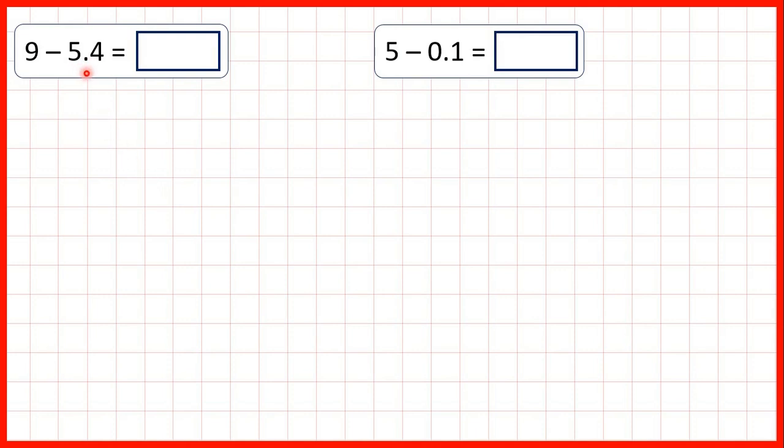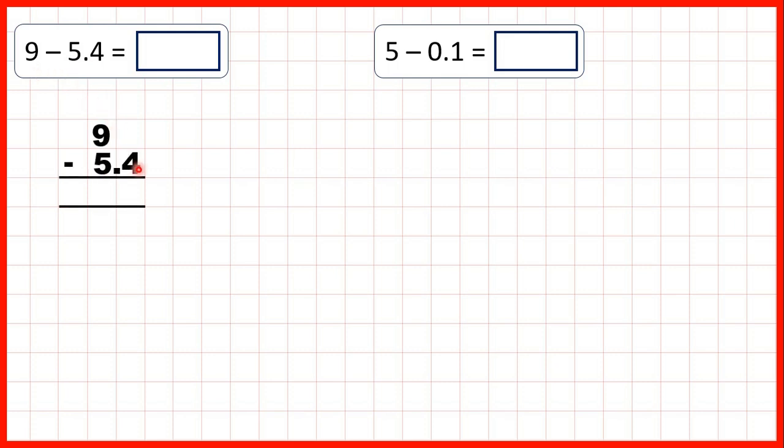For these questions, we need to subtract a decimal number with tenths from a whole number. So first, we have 9 minus 5.4. It's important to understand that the digit before the decimal point is the ones digit and the digit after is the tenth. So we can write this out as a column subtraction.